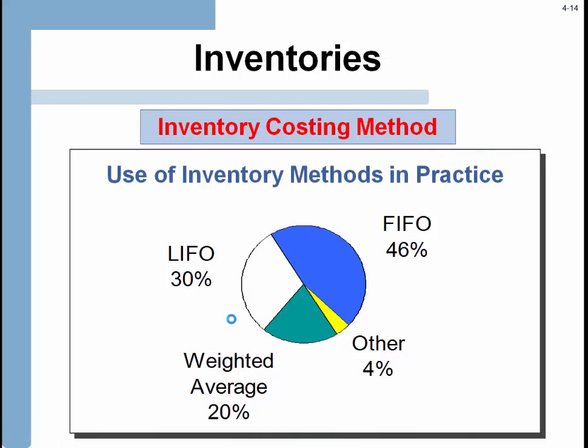Different types of inventory methods: LIFO, FIFO, and weighted average. You can see how it's worked in each business. LIFO, last in, first out. FIFO, first in, first out. Weighted average takes an average. And another, typically, might be specific identification.